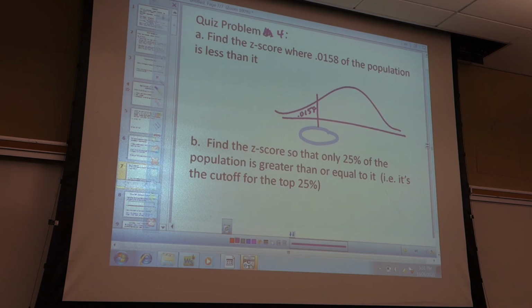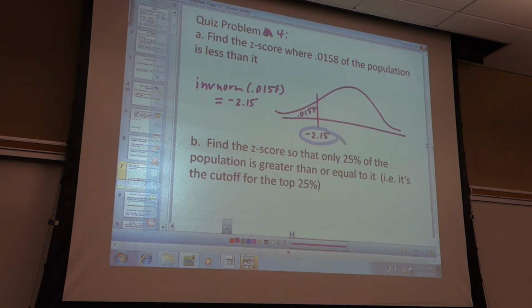Okay, so let's go ahead and go over these ones here. Isla, how do we solve this one? Here's the picture, you just use the inverse norm of 0.0158. And what did you get? Negative 2.15.